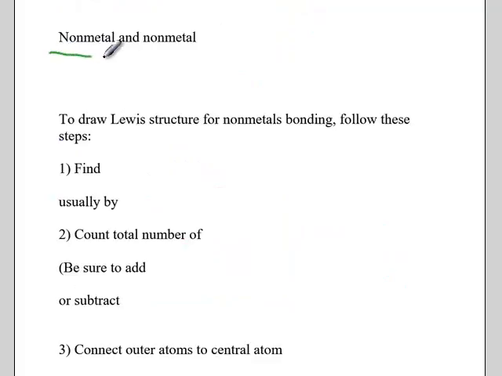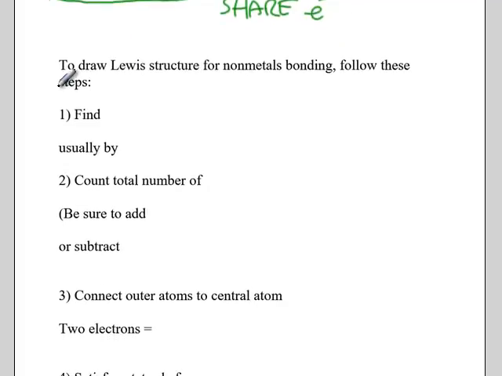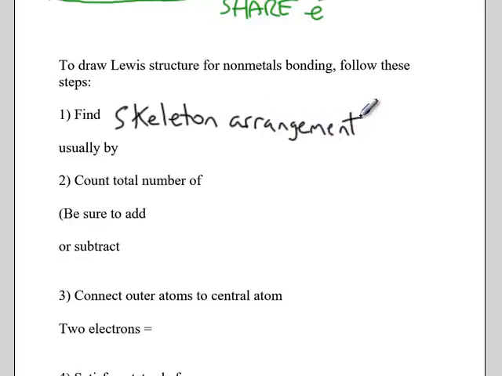If we have a nonmetal and a nonmetal, then the process is a little bit more complicated. What we know is nonmetals are going to share electrons between them instead of transferring. So these steps will let you figure out the correct Lewis picture as long as you follow them in order. Step number 1 is find the skeleton arrangement, which is just the location of the atoms, and usually you can do this just by symmetry.